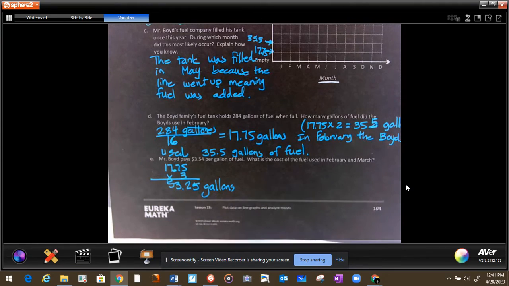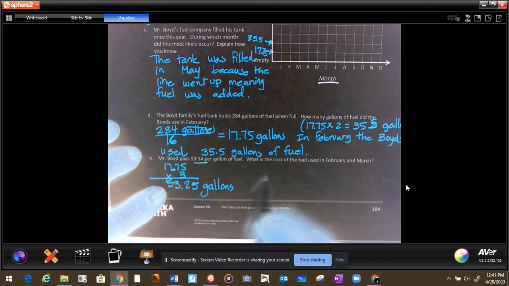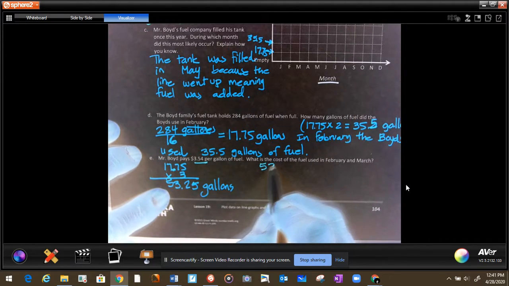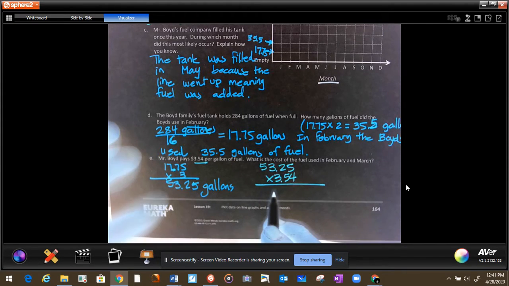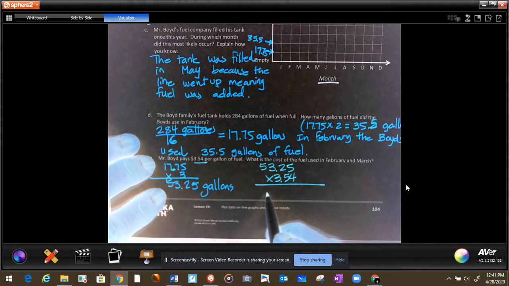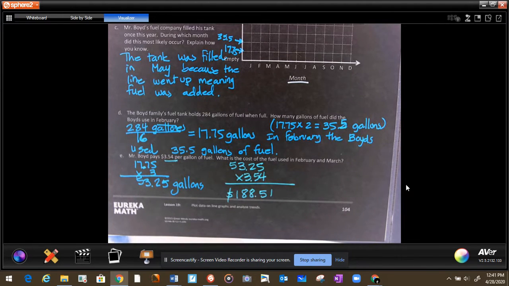Now we need to know how much that costs. So we have to multiply this by how much each gallon is, which is $3.54. So 53.25 times the price of each gallon, that's going to give us a total of $188.51. So now we can answer the question.